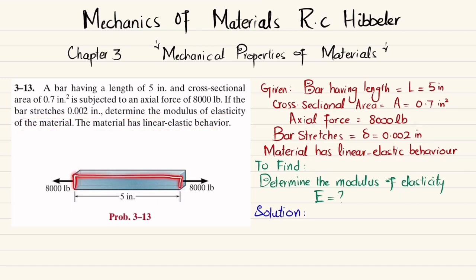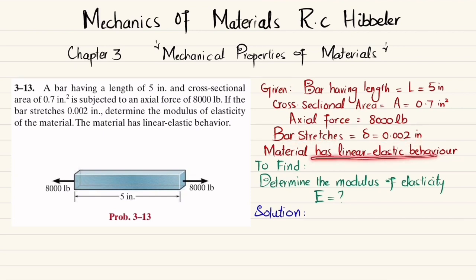So you can see this is the bar having 5-inch length, clear, and there is an axial load of 8,000 pounds. Due to this load, it stretches, meaning the change in length will be 0.002. So you have to determine the modulus of elasticity. First, we will write the given data. Bar length is 5 inch, cross-sectional area is 0.7 square inch, axial force is 8,000 pound, and the change in length or bar stretch is 0.002 inch.